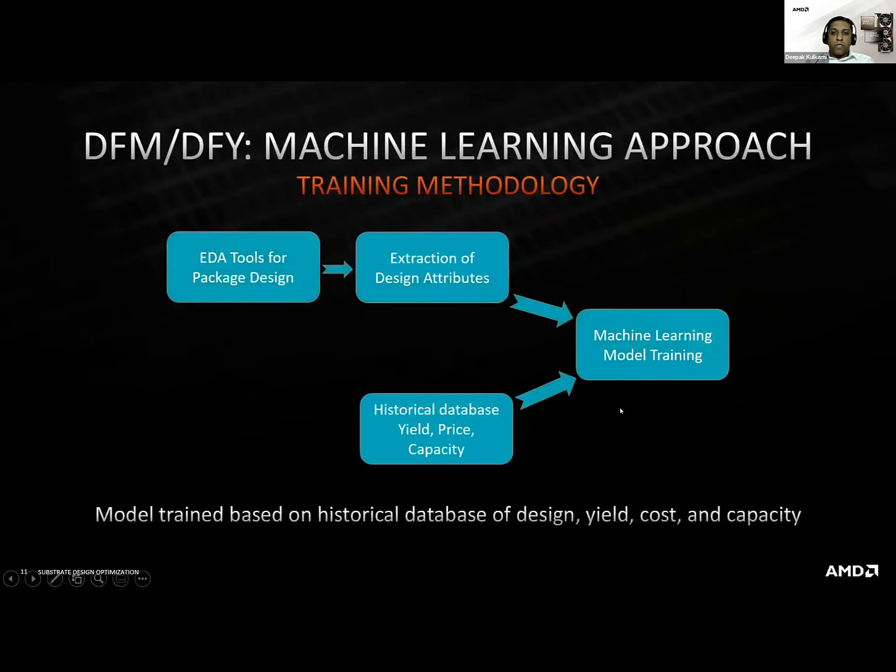And I think the first portion of any learning approach is how do you train this model? And over here, I'm providing a schematic of how we've approached this. We have taken a machine learning approach where we extract design information from these packages and then use that information to then determine with the historical yield data, a training model that can correlate these design parameters with our estimations for yield, price, and capacity.